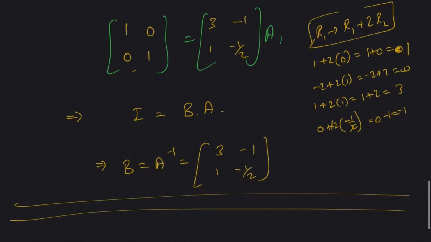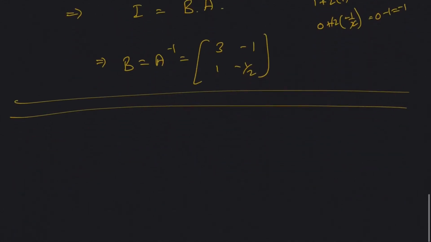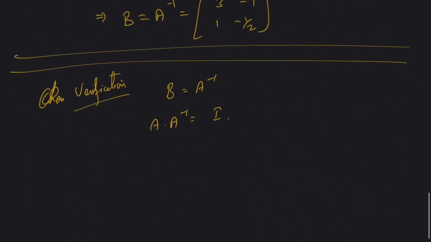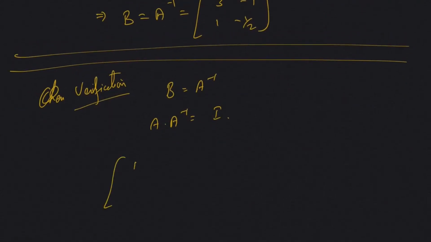Okay, so this is the operation that we generally apply. Of course, you can also check by verification, because B is A inverse, and in that case A into A inverse should give me an identity matrix if it is really true. So the matrix A is 1, minus 2, 2, minus 6, into A inverse we got 3, minus 1, 1, minus 1 by 2.